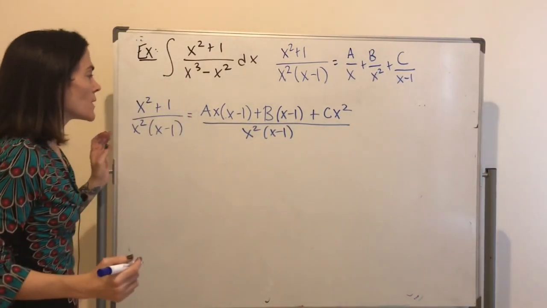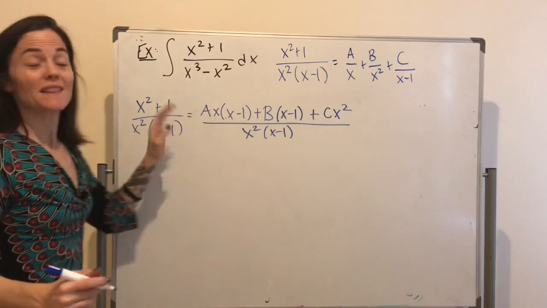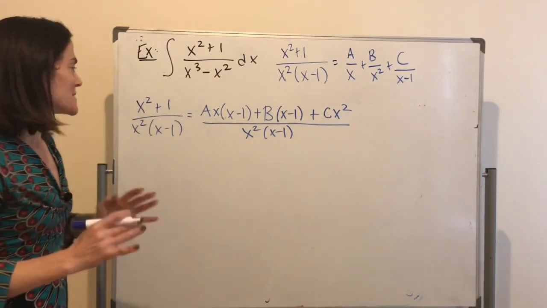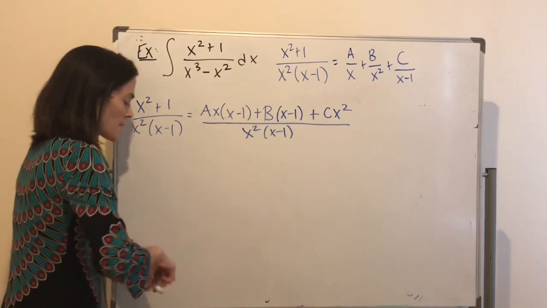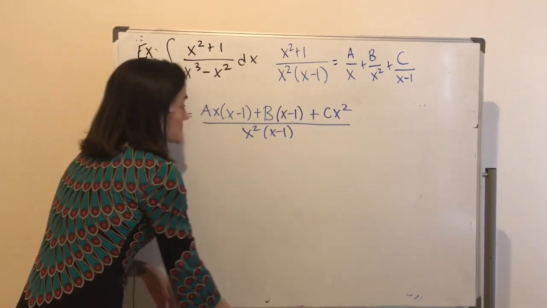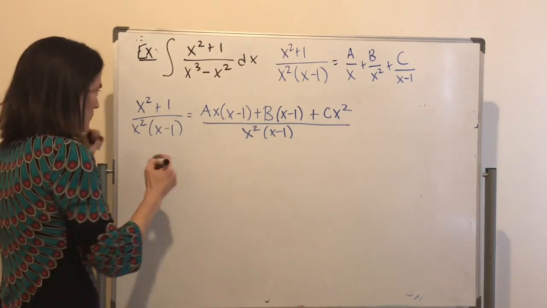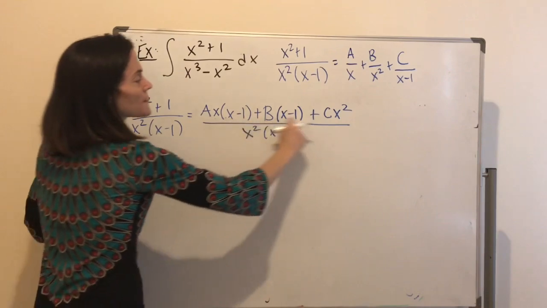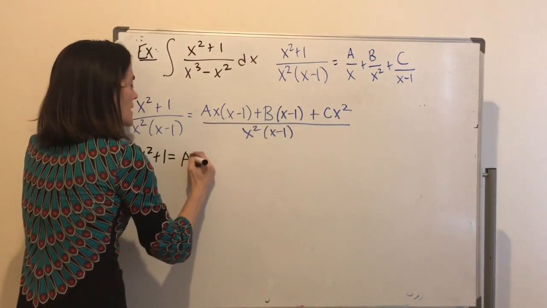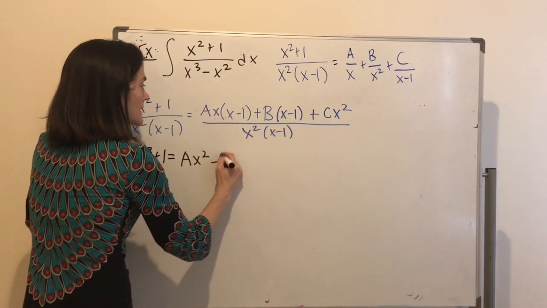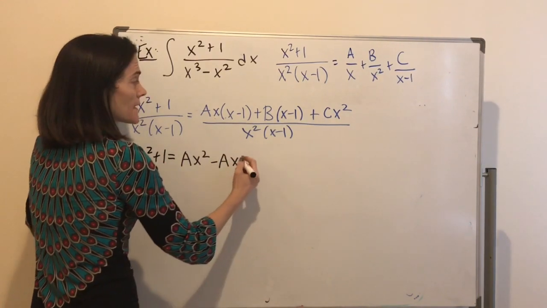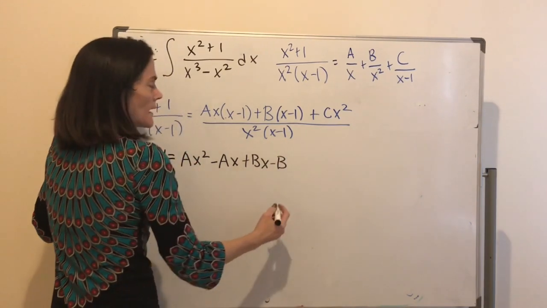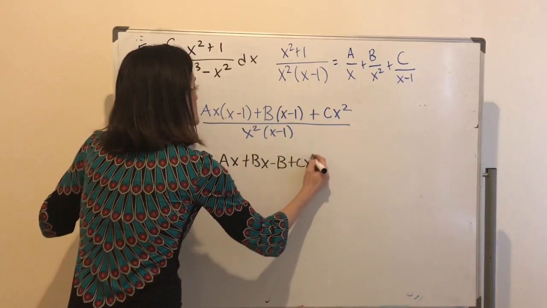Now again, we would like to equate the numerators because these two are equal, same denominator. The numerators we set equal. Okay, so maybe I will do that in black just so we can have some division on the board of what's going on. But I will go ahead and multiply all this out. This is Ax squared minus Ax. Then I have plus Bx minus B, and then I have plus Cx squared.